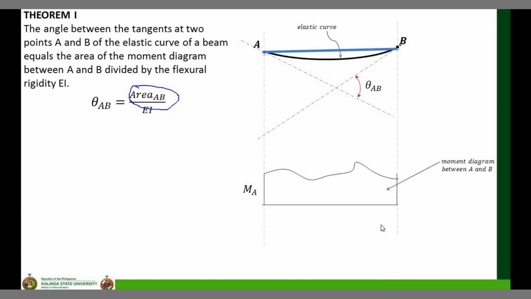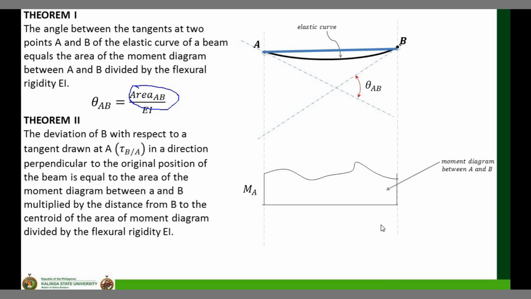That is theorem 1. For theorem 2, the deviation of B with respect to a tangent drawn at A, or TBA, in a direction perpendicular to the original position of the beam is equal to the area of the moment diagram between A and B multiplied by the distance from B to the centroid of the area of the moment diagram divided by the flexural rigidity EI. So what do this theorem mean? So yung distance from your point B, doon sa may elastic curve, hanggang doon sa may tangent line passing through A, we call that your deviation of B with respect to A, or TBA.